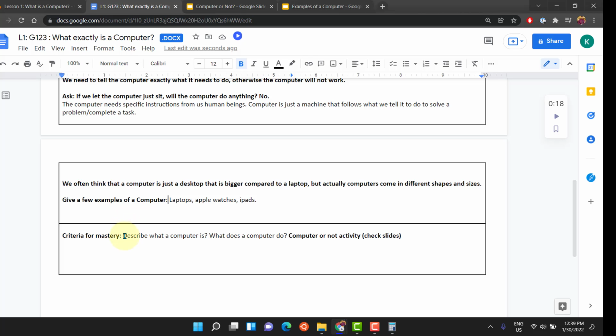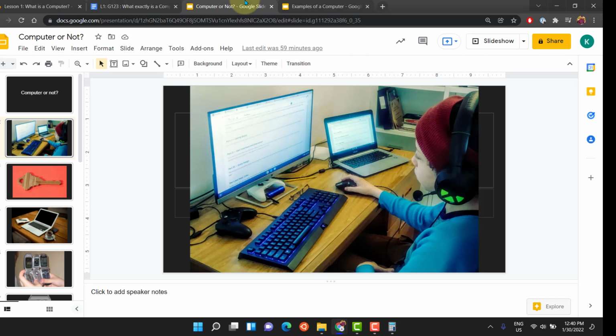In the end, for the criteria for mastery, you are going to ask them, hey, so what is a computer? What does it do? And they should respond that a computer is just something that follows our instructions and completes a task. And then you're going to go into the computer or not activity, which is this.